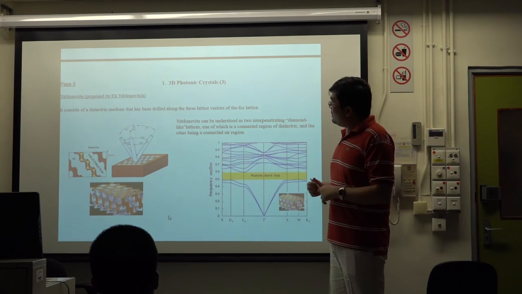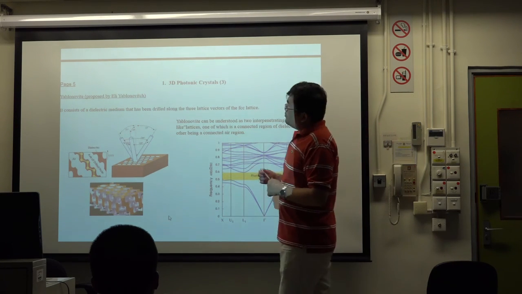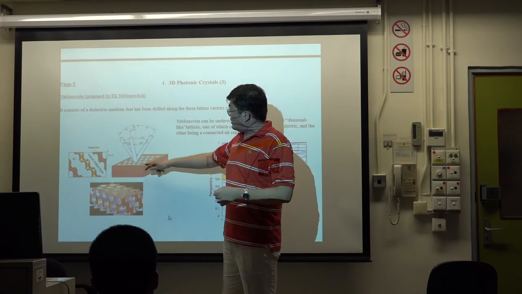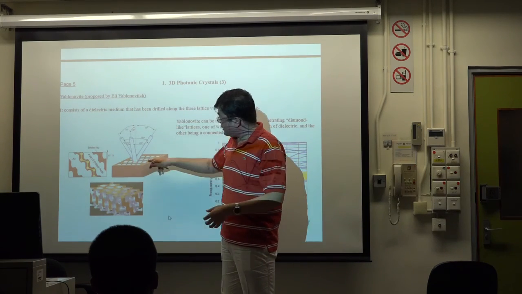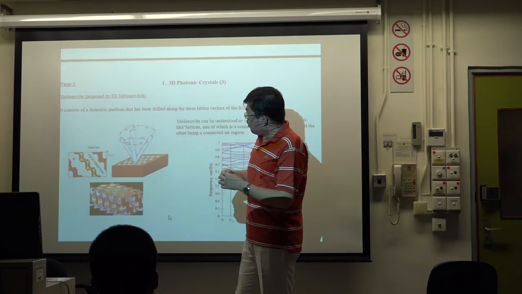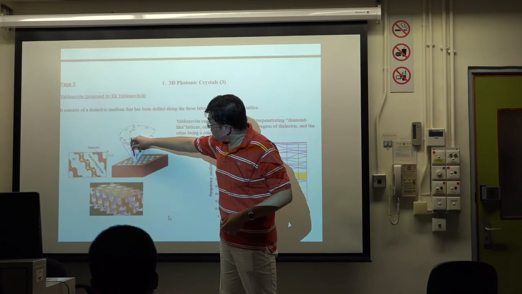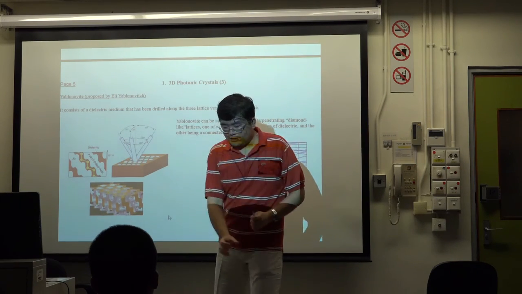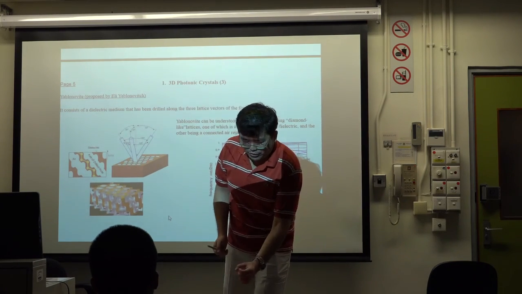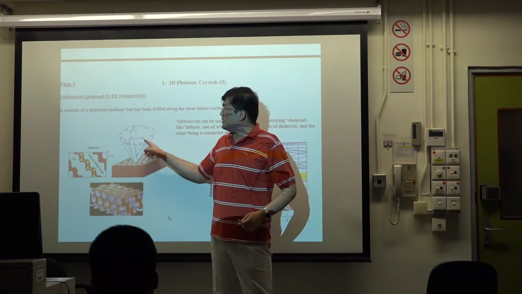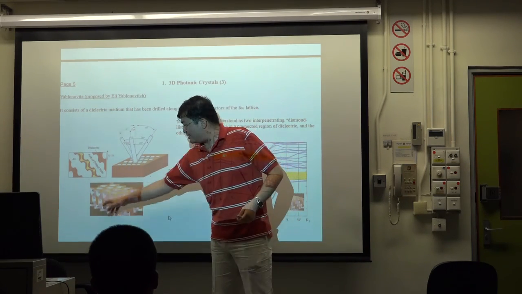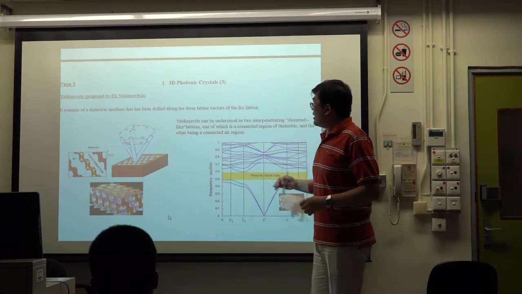This structure is interesting. They just drill. You can see this is similar to 2D: it's a column, a hexagon structure. They drill this hole, but not vertically. They drill obliquely along three directions, something like this. Fine. They can form a band gap.